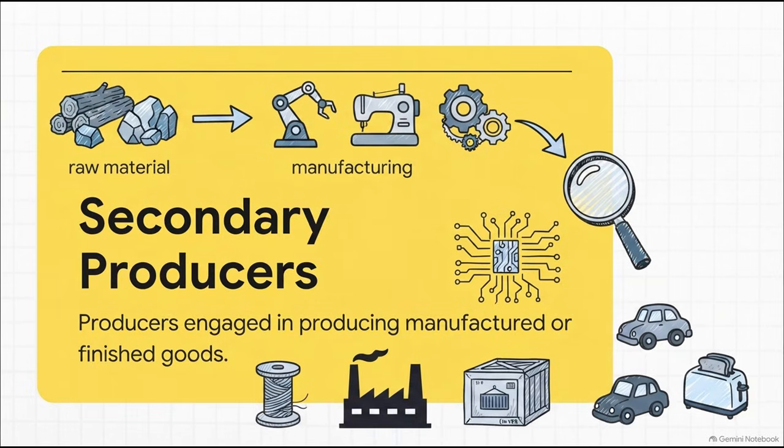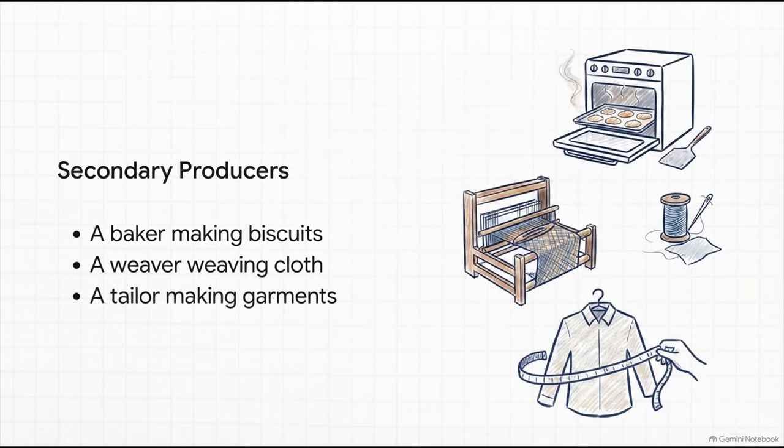Let's move on and see how this builds into our next category, secondary producers. These are producers engaged in the production of manufactured or finished goods across various types of industries. They don't extract the raw materials themselves. Instead, they take those primary products we just talked about and transform them into entirely new forms through the magic of manufacturing. Think about how this looks in everyday practice. It's a baker taking raw wheat and making biscuits, transforming a primary good into something new. It's a weaver spinning yarn and weaving cloth from raw cotton fibers, or a tailor taking that cloth and crafting garments.